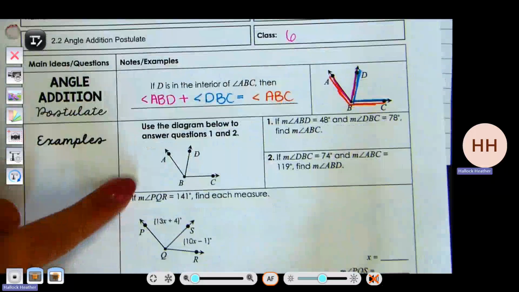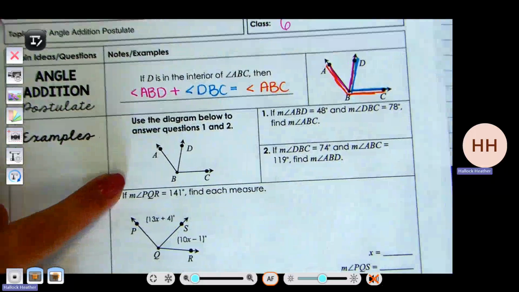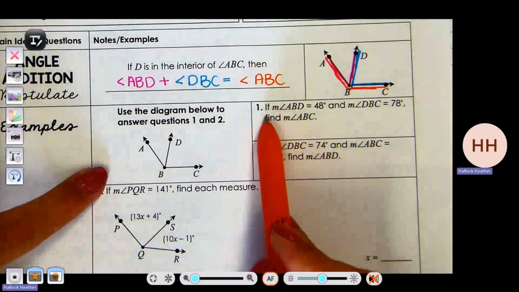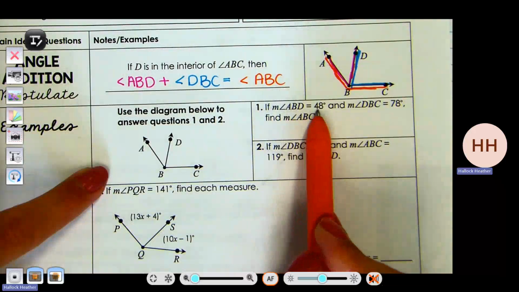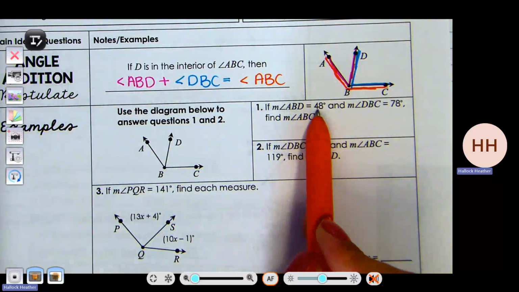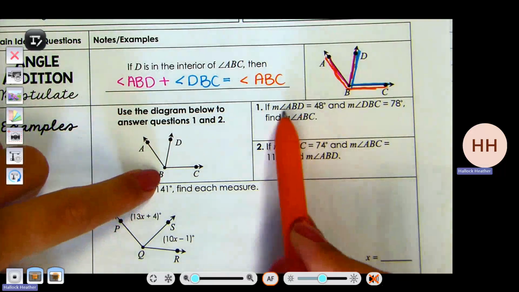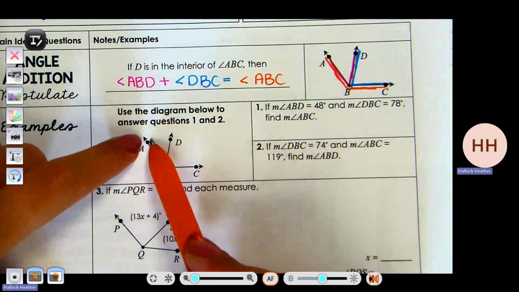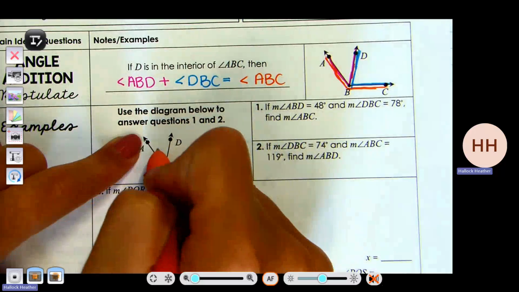Okay. So let's start with number 1. It says if the measure of angle ABD is 48. We're going to take that, when in doubt, we're going to draw it out. We're going to put it in our picture. We don't literally have to draw it. We're just going to add it to our picture. So ABD is 48 degrees.